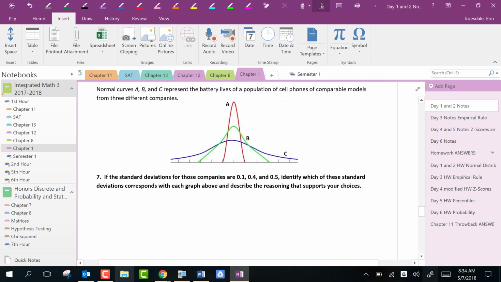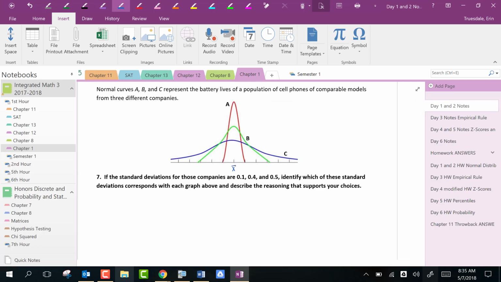The normal curves A, B, and C represent battery lives of the population of cell phones of comparable models of 3 different companies. So this is continuing on from Friday's notes. If we want to mark the mean, it's right here in the middle. This is the data. Do they look like normal curves? Remember from Friday what normal curve means? Yeah, they're bell-shaped. Some are skinnier and some are fatter.